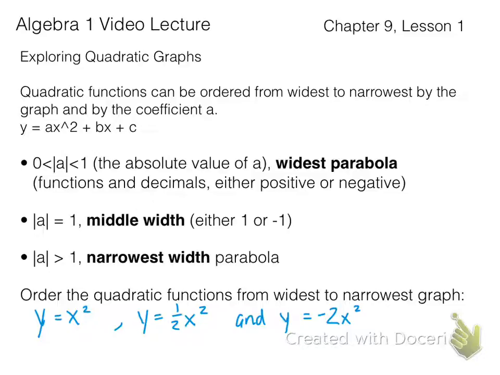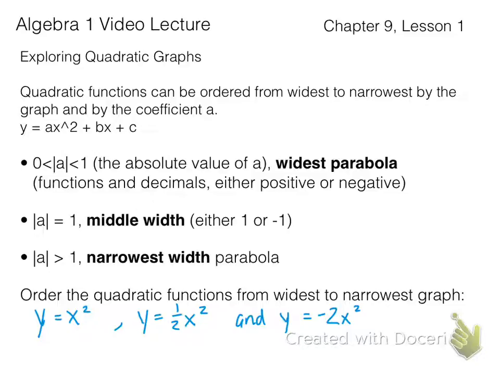Now, if you have the absolute value of a equaling 1, it's going to be in the middle, and this can be either -1 or +1. Again, the negative or positive tells you opening direction, not width. And then the absolute value of a, if it's greater than 1, is going to be your narrowest width. So bigger than 1 is going to be your narrowest.